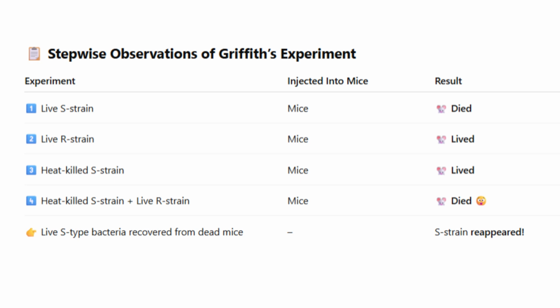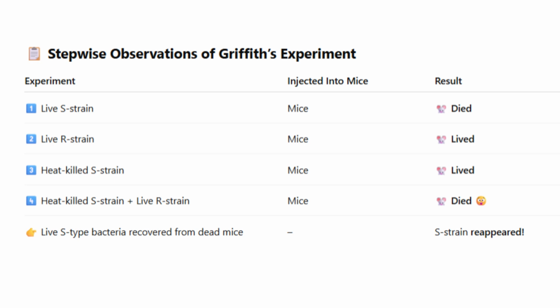Experiment 2: live R strain. Next, he injected live R strain bacteria, which lacked the capsule and were non-virulent. This time the mice survived. So, the R strain alone was harmless. Experiment 3: heat-killed S strain. Griffith injected heat-killed S strain into mice. Since the bacteria were dead, the mice again survived. This showed that dead S strain bacteria alone could not cause disease.